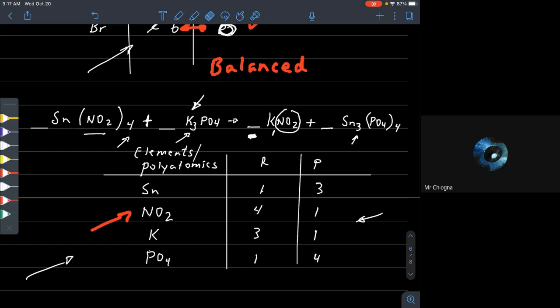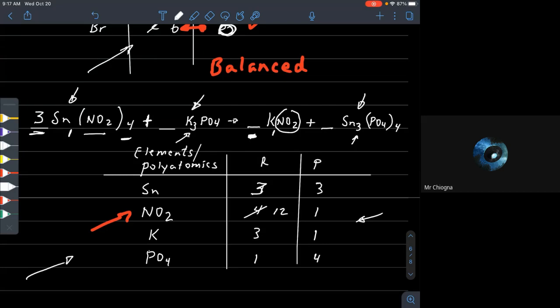Okay, let's try this. Try balancing the tin. There's 3 on the right. There's only 1 on the left. That should work. We're going to make it so there's 3 on the left. Put a 3 in front. The 3 multiplies with the 1 here to give 3 tin. It also multiplies with the 4 nitrite. To give what? To give 12 nitrite.